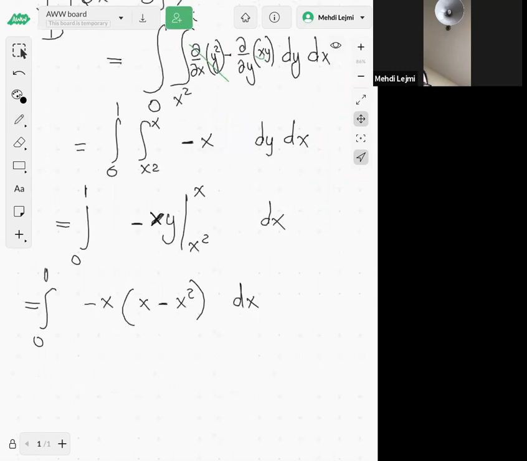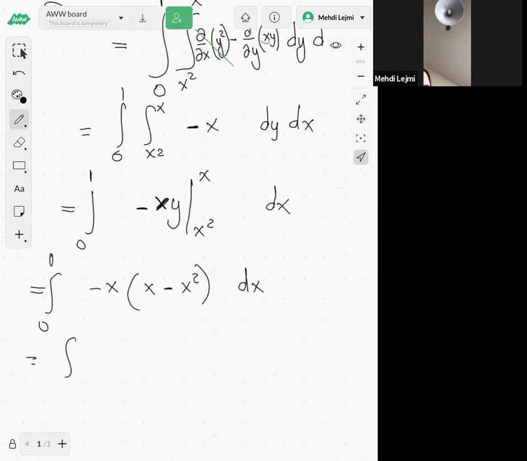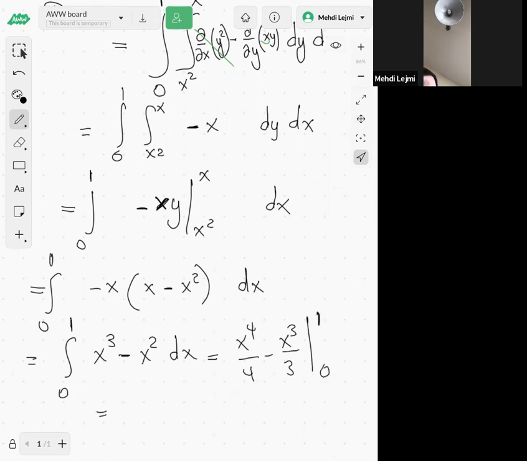So that will be the integral of x cubed plus x cubed minus x squared dx, which gives x fourth over 4 minus x cubed over 3, from 0 to 1. And this is 1/4 minus 1/3, since the terms at 0 vanish. Common denominator will be 12, so that's 3 minus 4, which is negative 1 over 12.